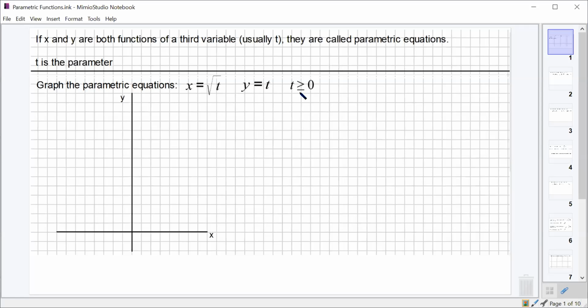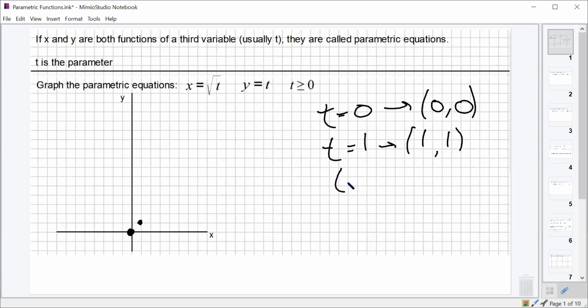Okay, so let's say t is equal to 0. If t is equal to 0, what is the x value? Should be 0. And what should the y value be? Should also be 0. So we're going to start here at the origin. This is just a regular xy plane. We're going to graph these on a regular xy plane. What about when t is 1? What should our point be? One comma one. 1, 1. Yep, easy enough.